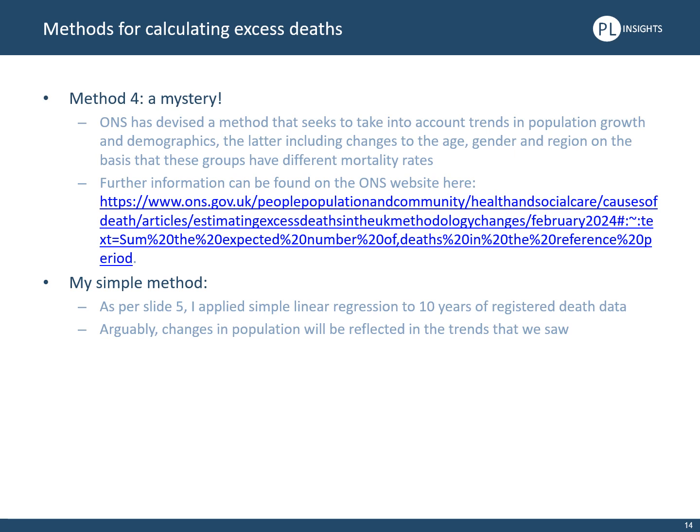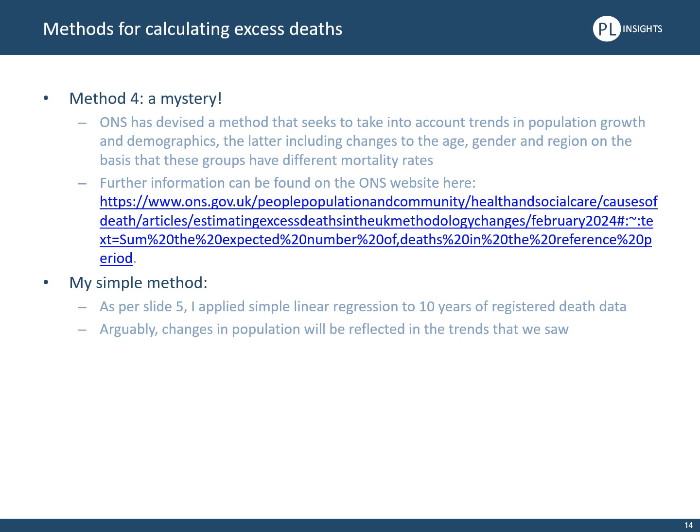The 5th method is my simple method, the one that I applied on slide 5 earlier on the screen, where I just fitted a straight line through the data, and this regression technique tries to minimize the error of that forecast by getting it to closely fit the data, make that fit as close as possible. And what we can then do, once we've got the line through the 10 years of data, is extrapolate that line forward into subsequent years and use that method.